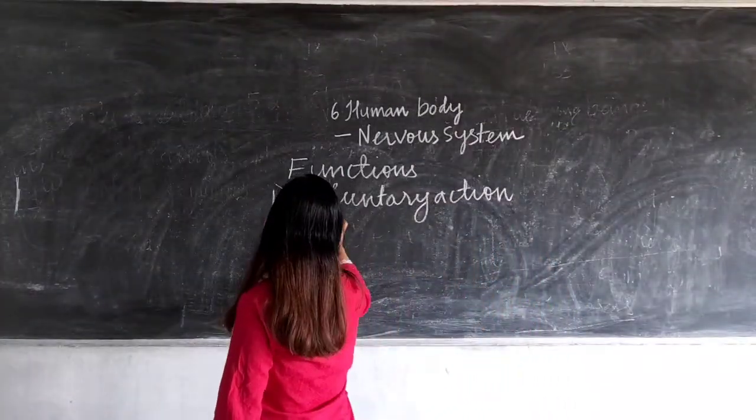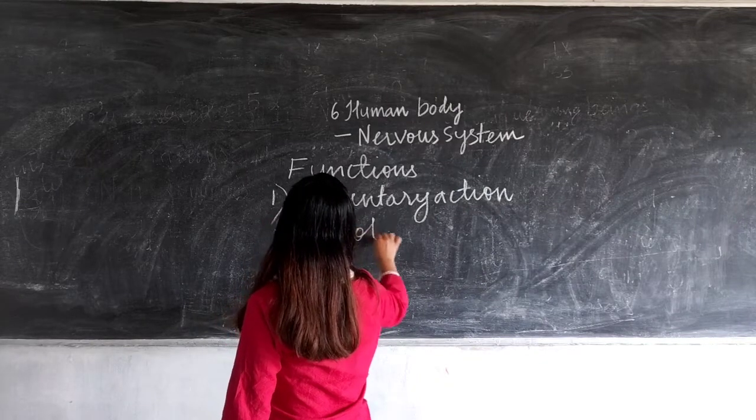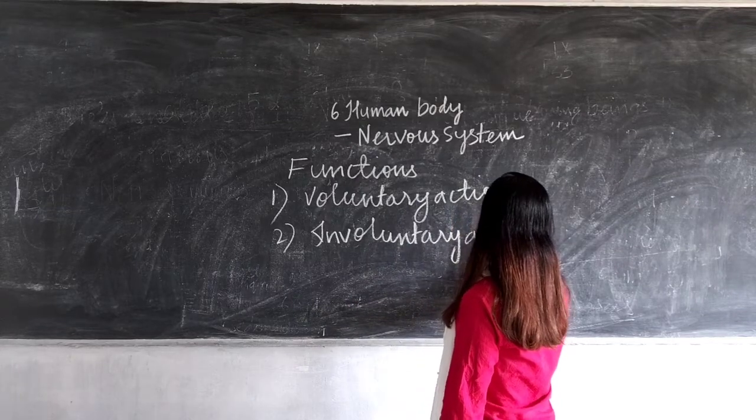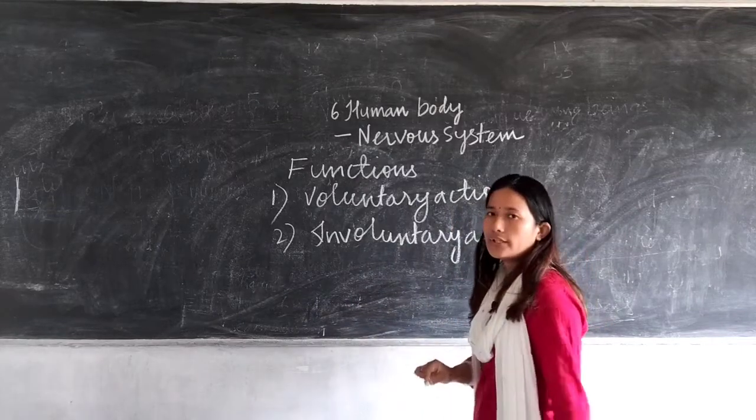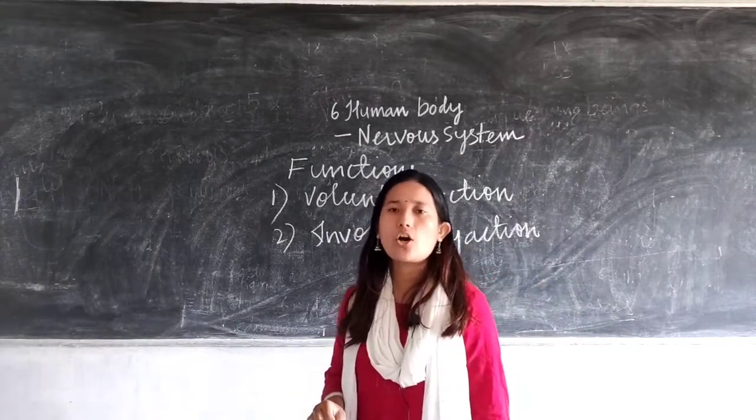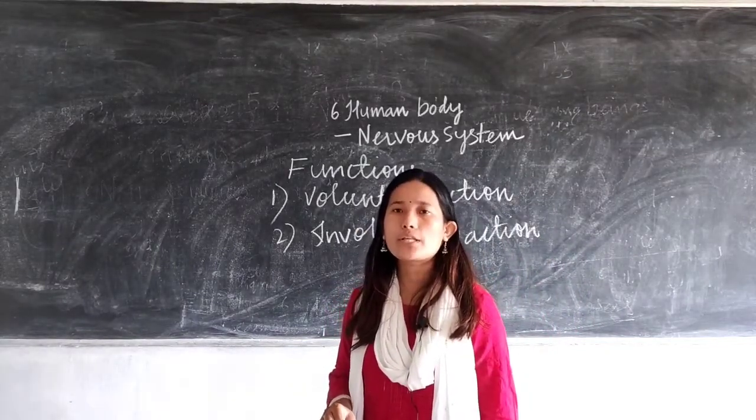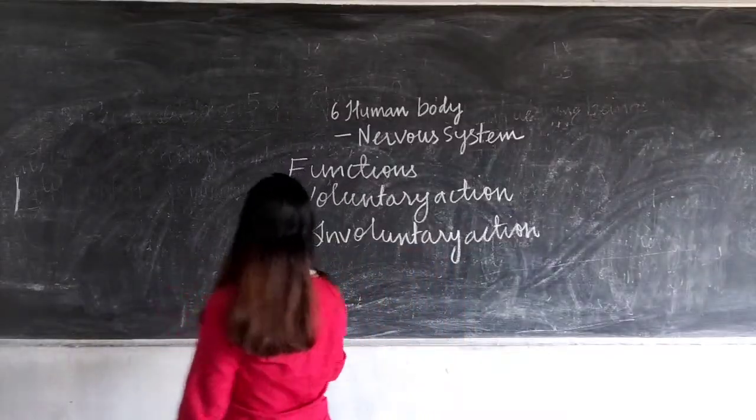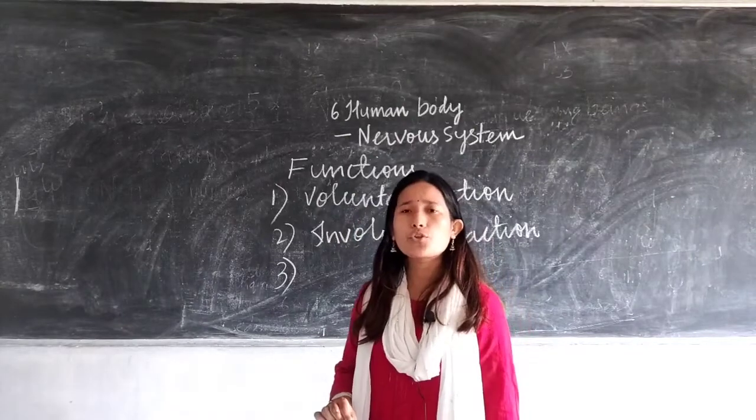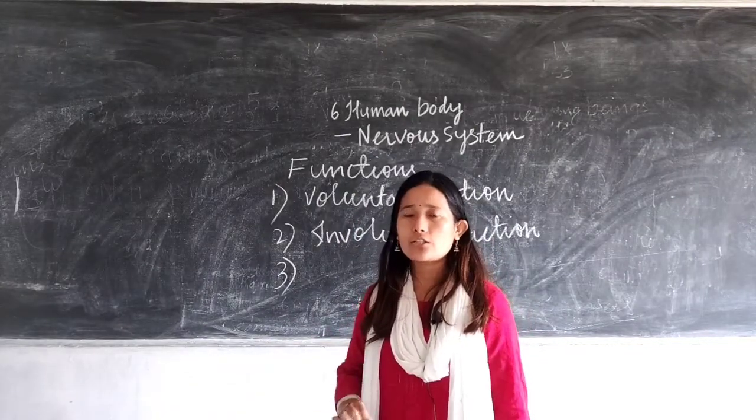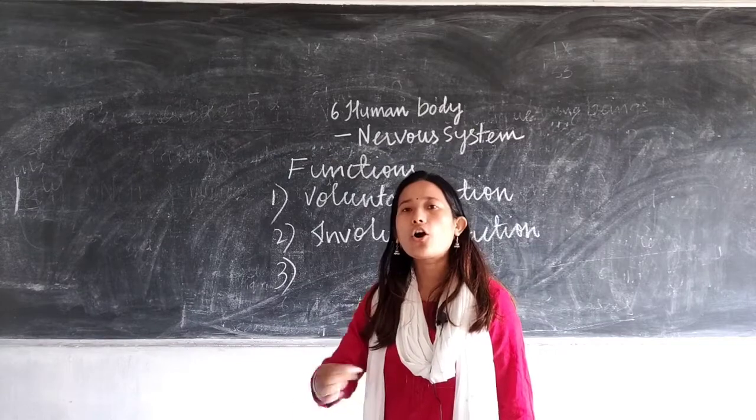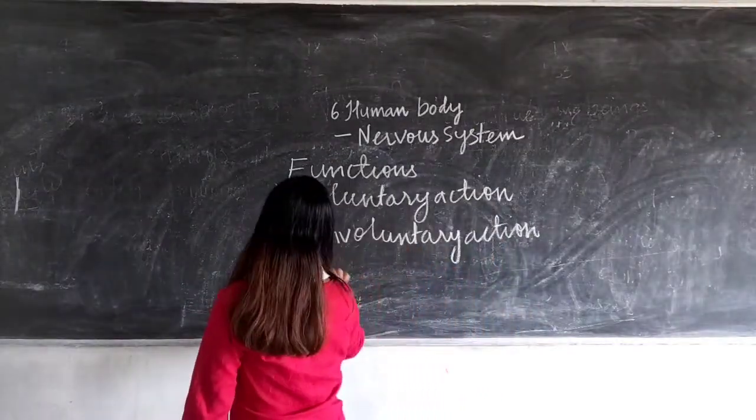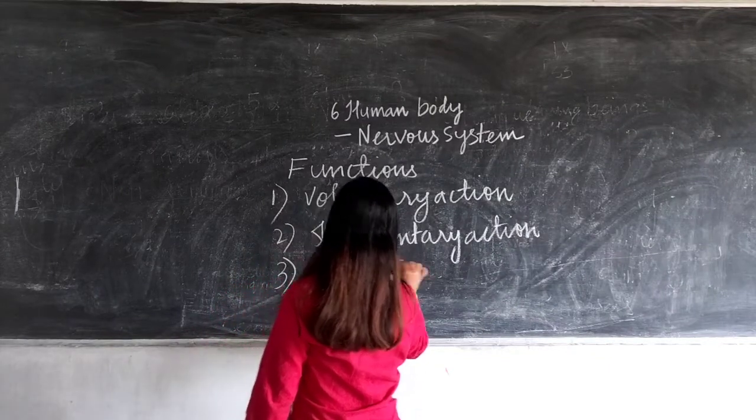Next, it also brings about involuntary actions. Involuntary action means actions which are not under your will. So what are the actions which are not under your will? Breathing, movement of esophagus, all these are not under your will. So it also brings about involuntary action. Number 3, another function of a nervous system is it also keeps you aware of the outside danger, so that you can react according to that danger. So it makes you aware of the outside environment.